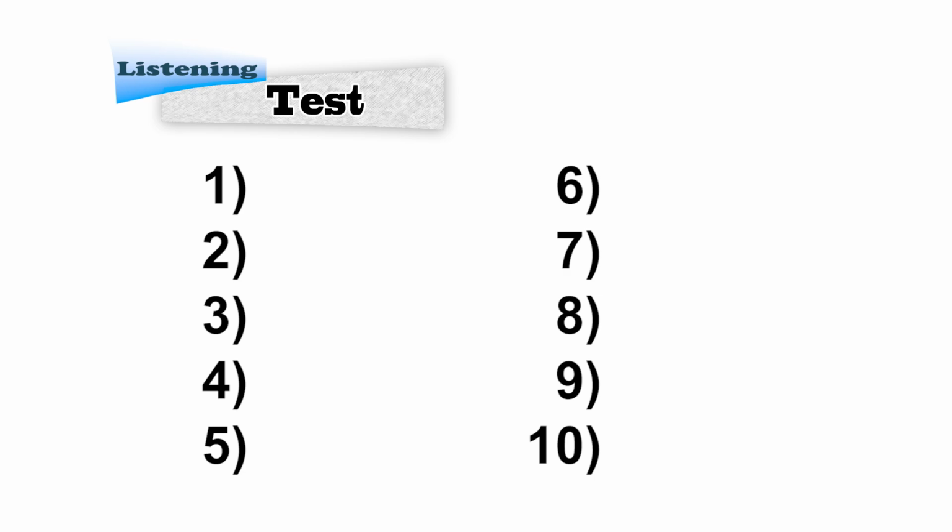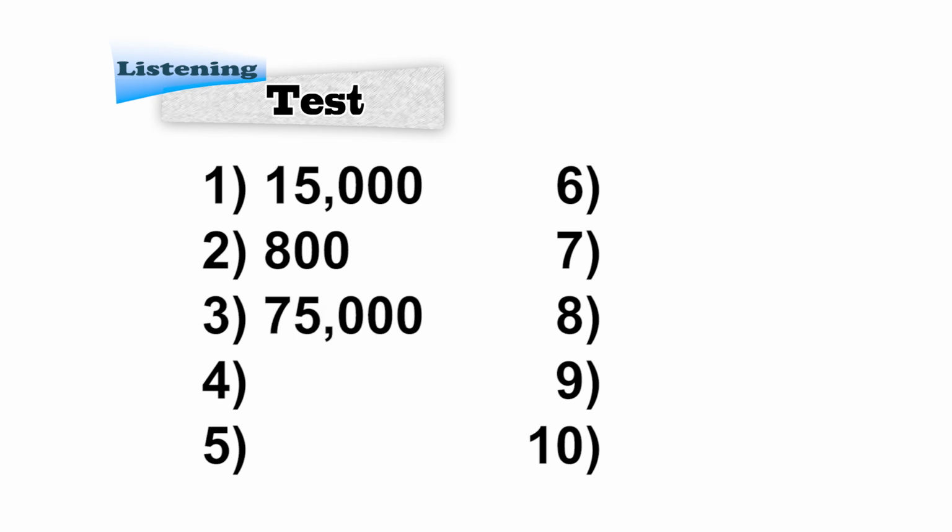15,000. Okay, so you should have written 15,000. All right, number 2, 800. Okay, so you should write 800. Number 3, 75,000. Okay, so it looks like this, 75,000.